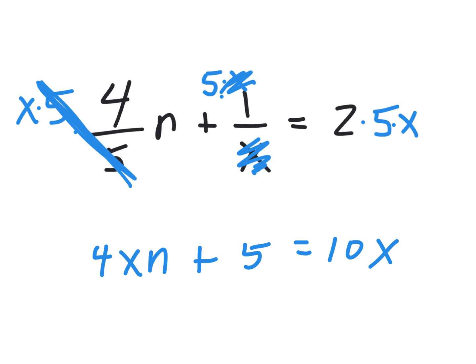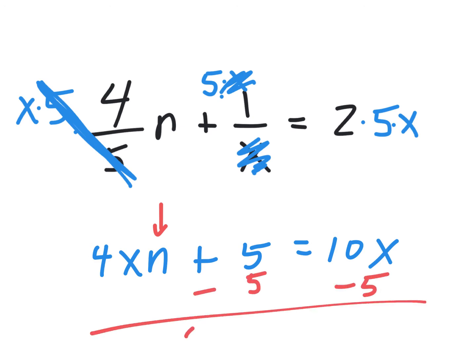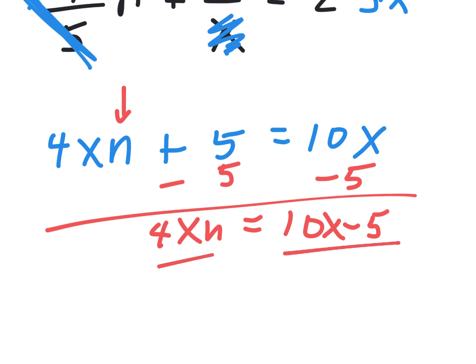What was I supposed to solve for? N. So that should tell you what to do next. If I want n alone, there's only one of those n's. It's right there. If I want that alone, you're supposed to subtract 5. 4xn equals 10x minus 5. Now I'm going to divide everything by something, and the n will be alone. What am I dividing by? 4x.